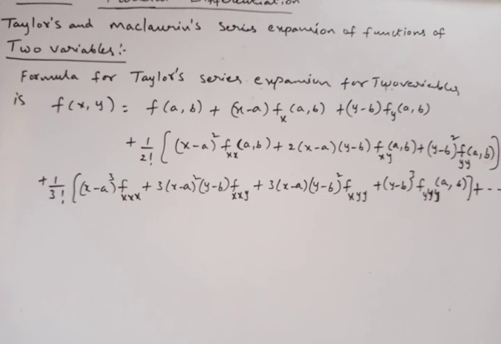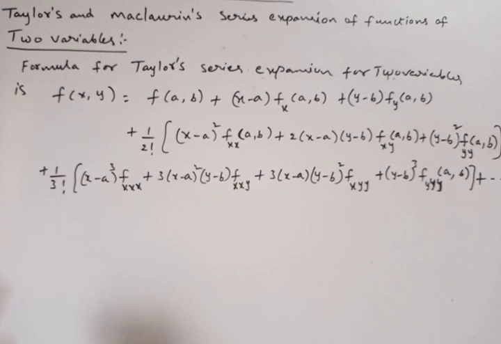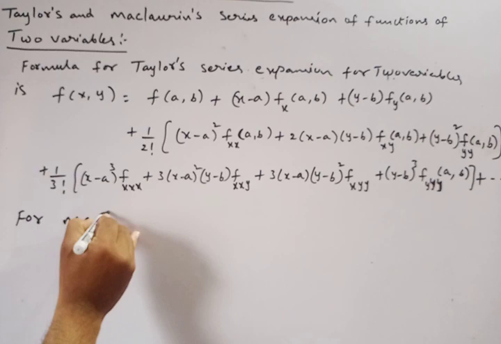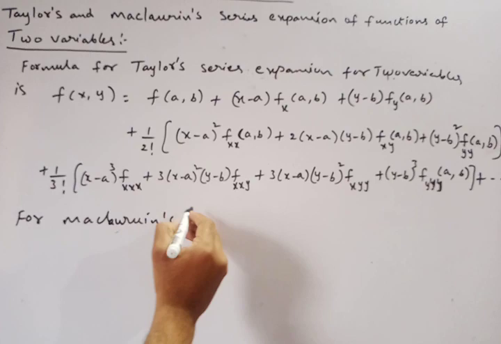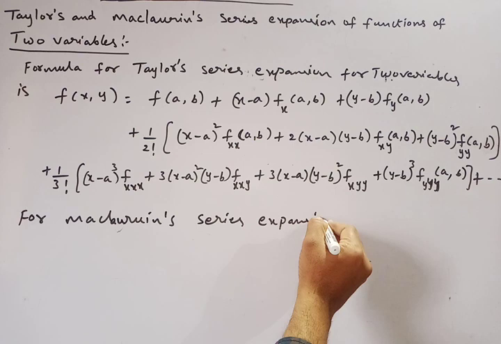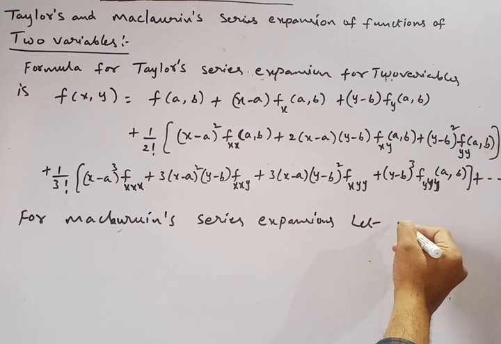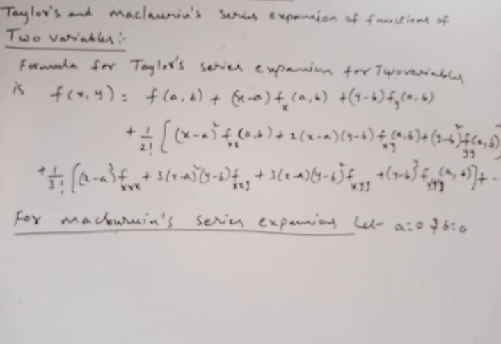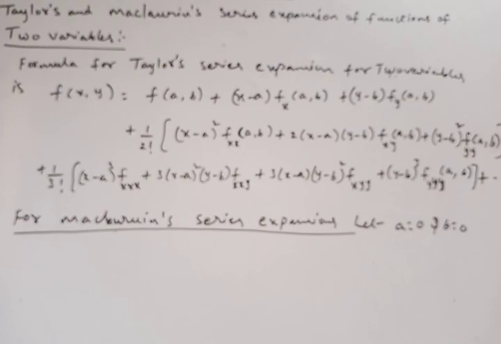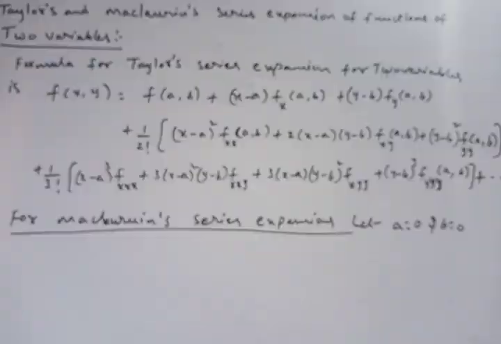Then what is the Maclaurin series expansion for two variables? Very simple here. What we have to do here? For Maclaurin's series expansion, replace a equal to 0 and b equal to 0. You need to substitute a equal to 0 and b equal to 0. If you substitute a equal to 0 and b equal to 0, what do we get here?